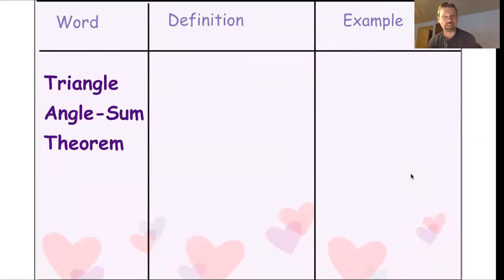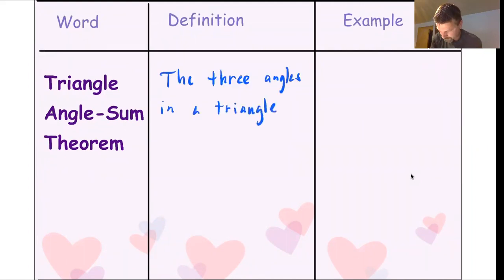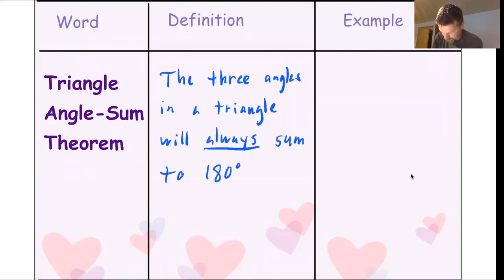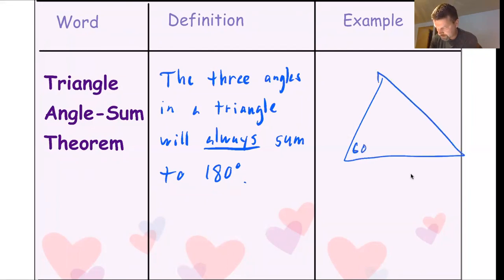What that basically states is that the sum of the three angles in a triangle will always, always, always add to 180 degrees. For example, let's say I had a triangle like this, with a 60 degree angle and a 90 degree angle. If they asked for this one, well, 60 plus 90 is 150. I'm going to need 30 more to add up to 180.